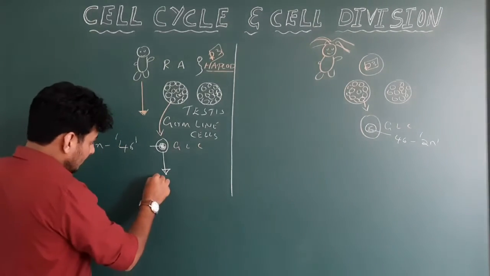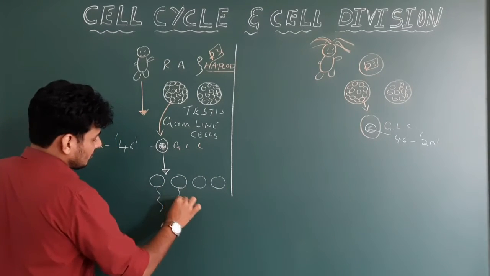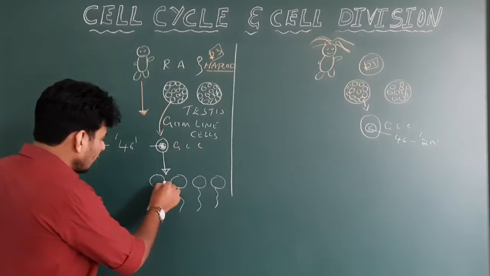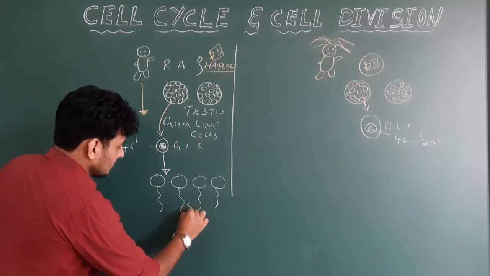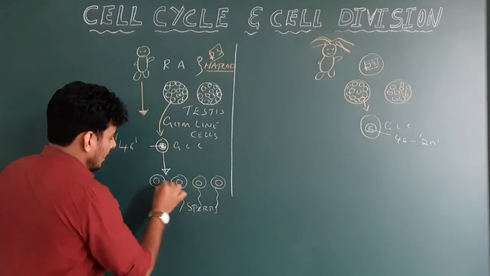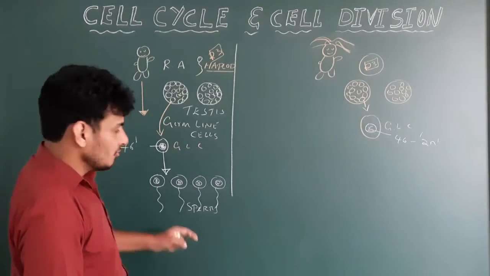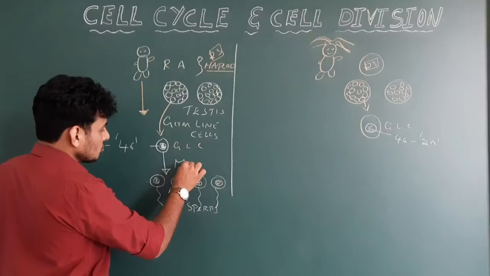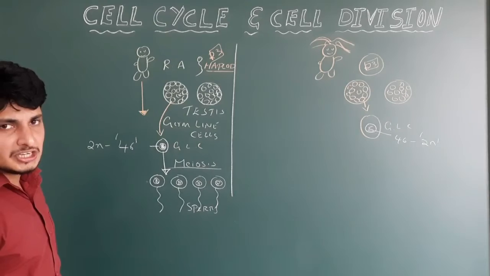So here it starts producing tiny structures, and it will produce 4 structures like this. All 4 tiny structures are nothing but cells. Which type of cells? Sperms. We call them sperms. And all sperms contain a nucleus, and the nucleus contains chromosomes. But the number of chromosomes will be exactly half when you compare with the parent cell. These are all daughter cells, because it undergoes a type of cell division called meiosis. It is also called reductional cell division.